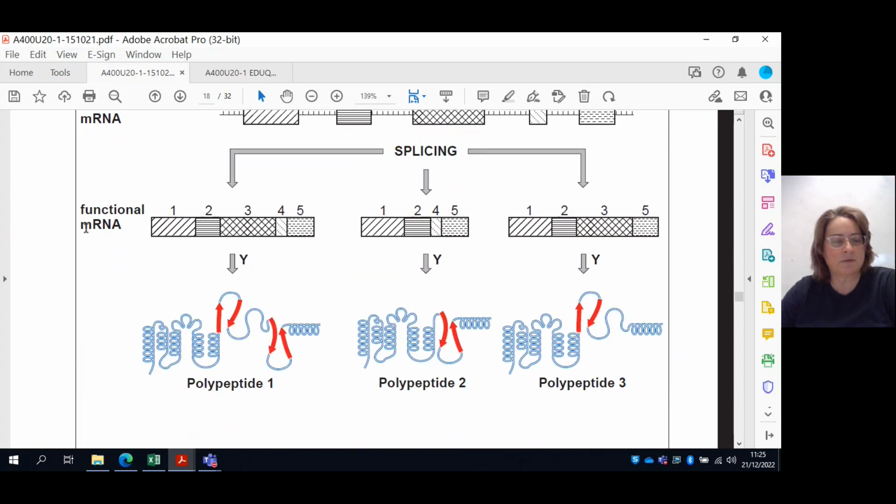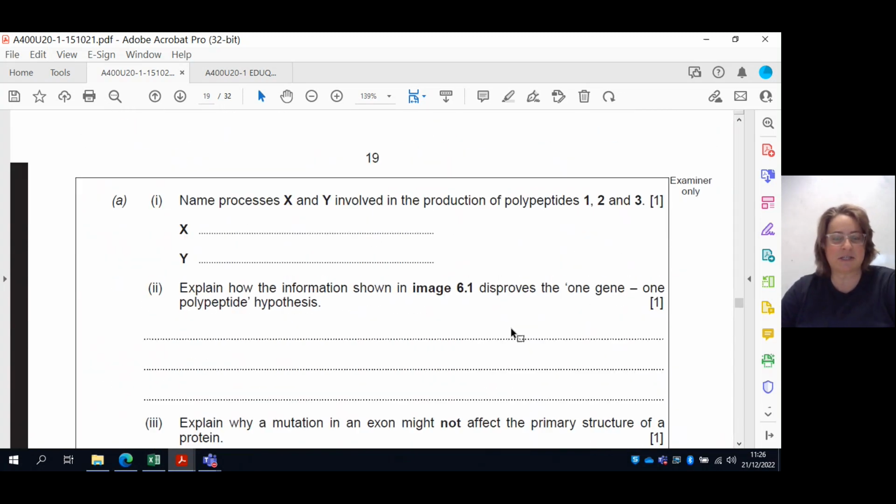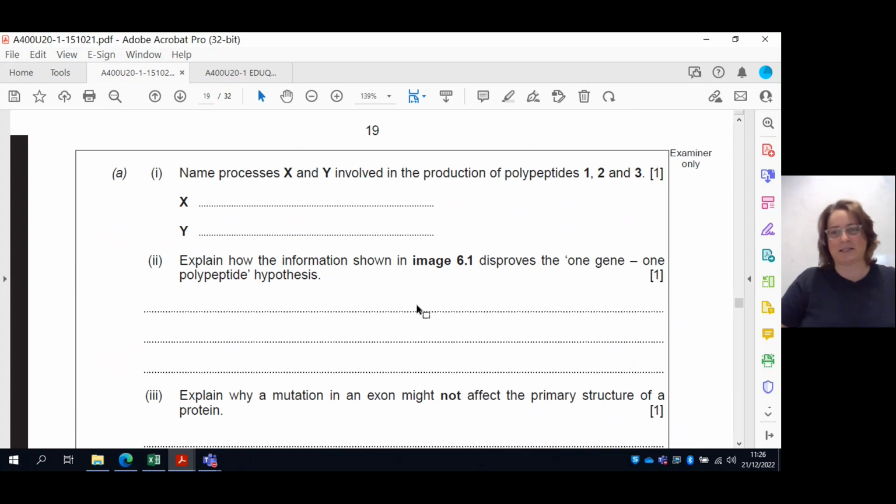Process Y, you're getting from the RNA language into the polypeptide. Hold on a second, that's made up of amino acids, so amino acid sequence, from the mRNA language to the amino acid language, which is translation. So that is your Y sorted. Technically, that's GCSE, just embedded in a really complicated diagram. It then asks you, how is this diagram disproving the one gene, one polypeptide hypothesis?